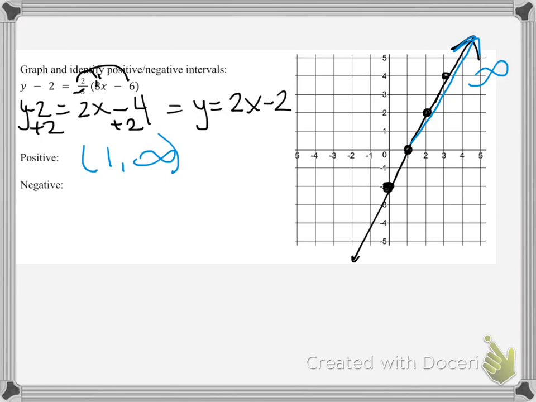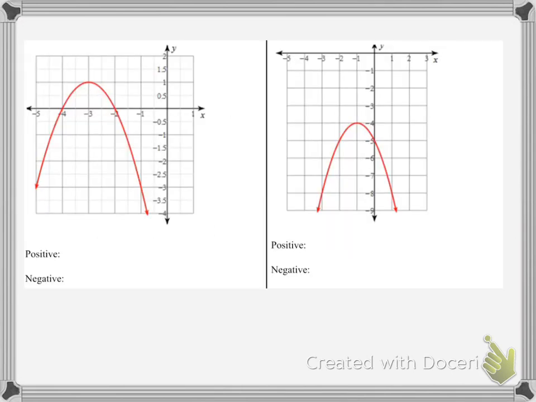And as for negative, so below my x-axis, we can see I'm in this red chunk down here. So from -infinity all the way to 1. Again, these numbers should be the same. If they're not, you did something wrong. Okay, we got a couple more problems left, but these we're looking at quadratics. Okay, so we're going to have a couple different intervals rather than just one of each.